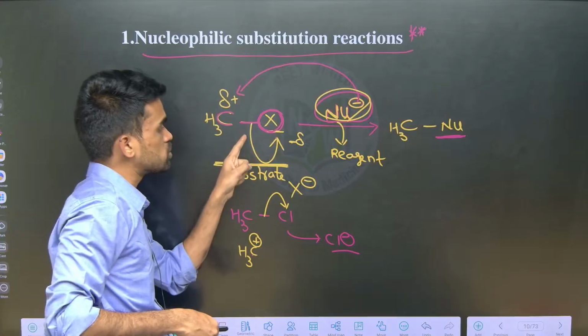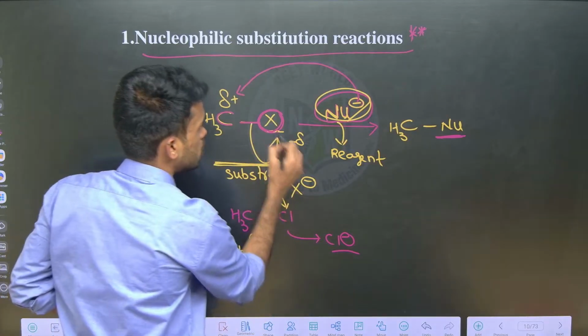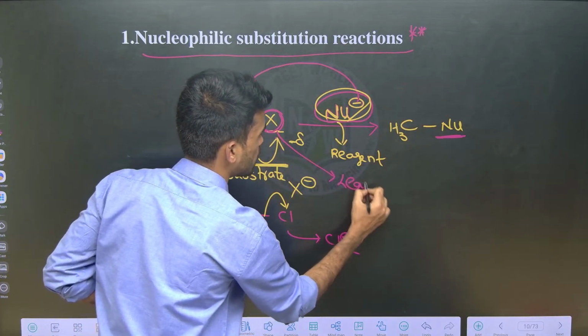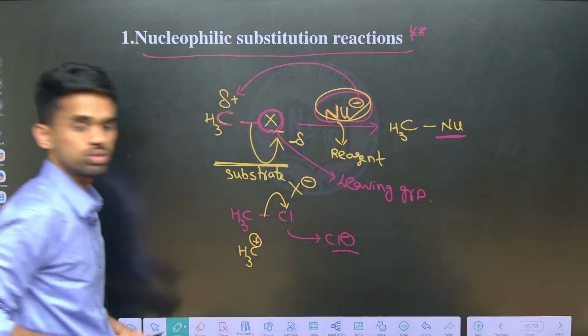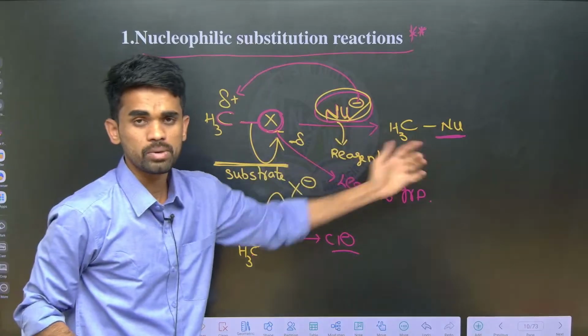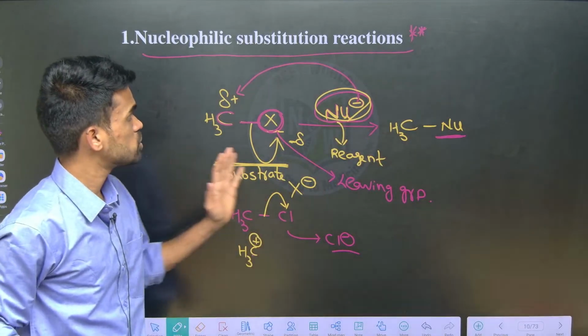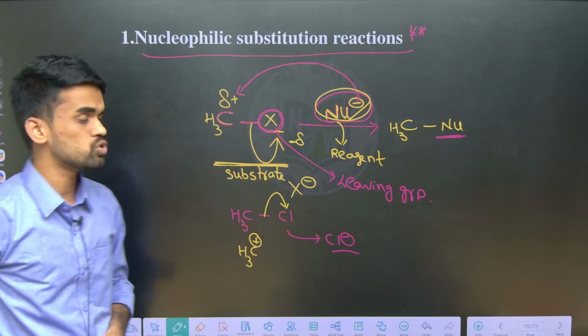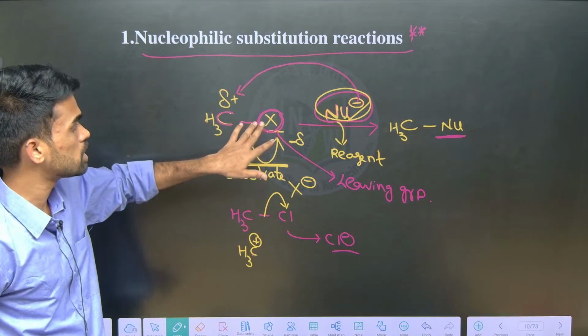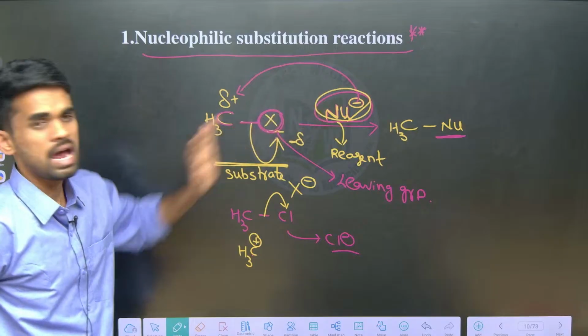The group which is going out from the substrate is called the leaving group. These are the terms you need to know here, and this is our final product. Hope the complete discussion is clear about the basic understanding of nucleophilic substitution. So nucleophilic substitution means one nucleophile is substituted by another nucleophile.